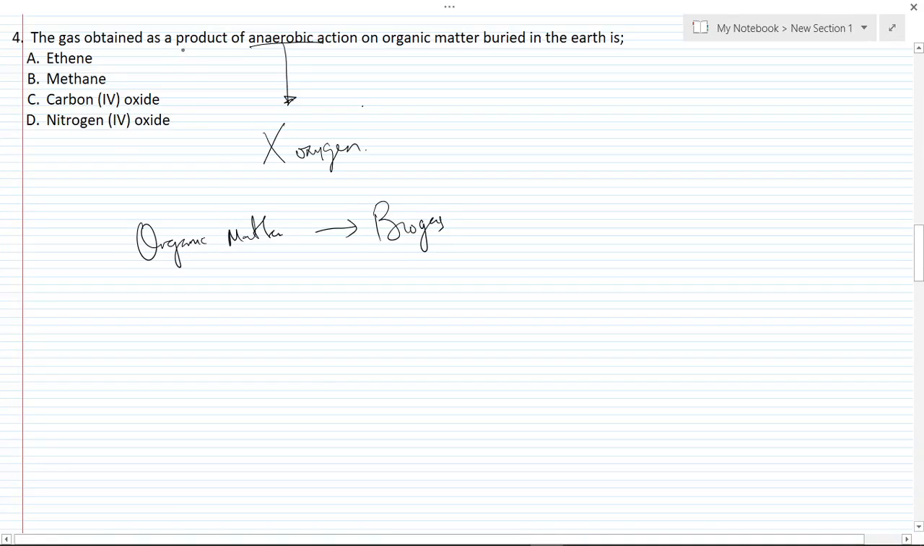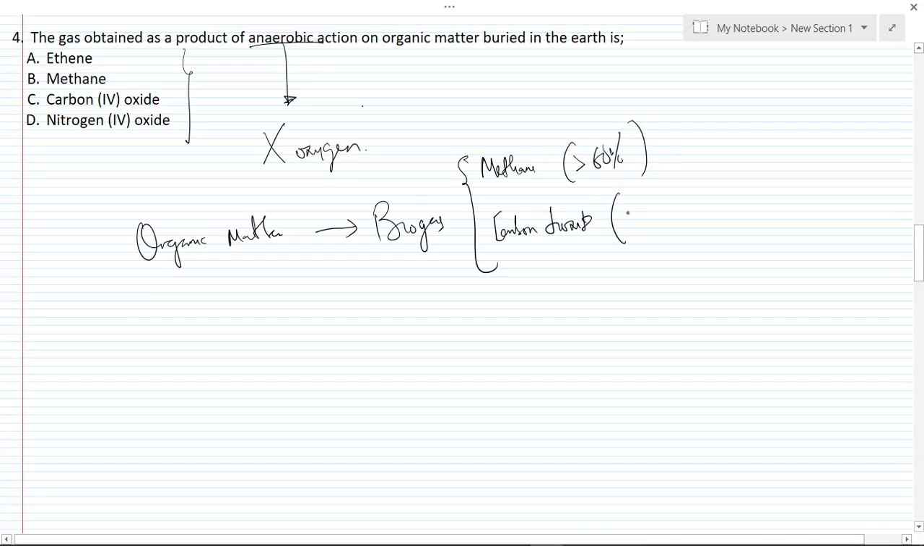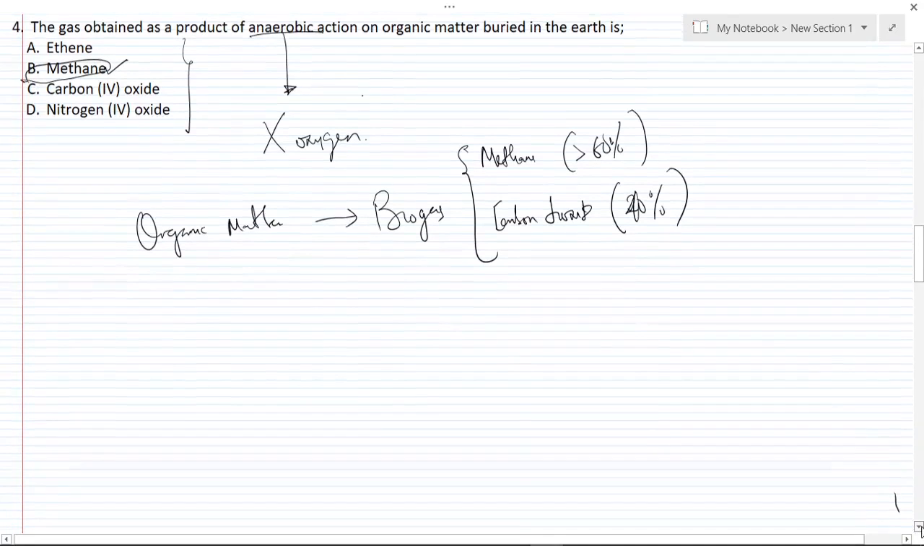Now, there is no option of biogas among the options here. However, biogas is made up majorly of methane and carbon dioxide. It's about more than 60% methane and about 40% carbon dioxide. So among the options here, it's recommended one goes for methane as the correct option. So moving on, question 5 rather.